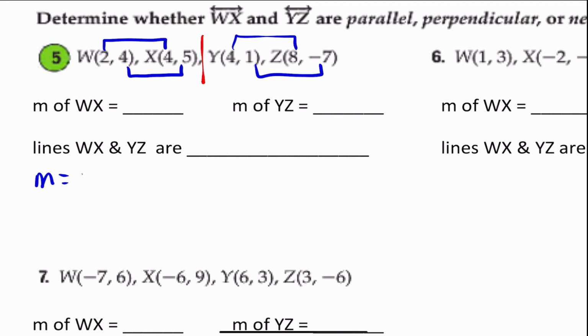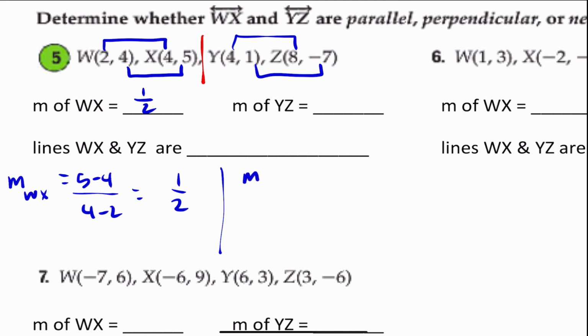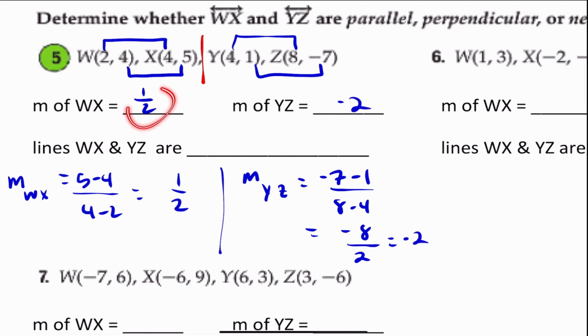So M equals 5 minus 4 over 4 minus 2. The slope of that would be 1 over 2. Okay, so the slope of WX is 1 over 2. Then, by the way, this is the slope of WX, so this must be the slope of YZ. So that's going to be negative 7 minus 1 over 8 minus 4. So that's negative 8 over 2, and that is negative 2. Okay, so negative 2. And by looking at this, lines WX and YZ are indeed perpendicular.